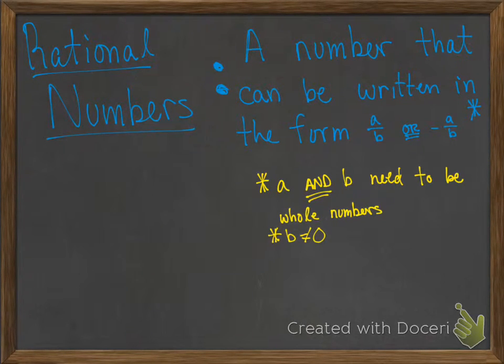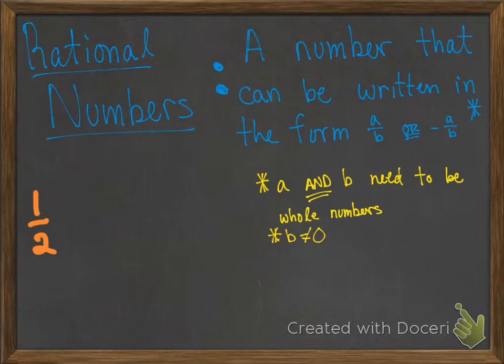Okay, so some examples of rational numbers, 1/2, right? I can write that as a over b. A is a whole number, b is a whole number, b is not 0. Okay, if you are confused as to why b can't be 0 but a could be 0, check out this video and it'll walk you through what that is. You're not required to watch it, but it's cool.